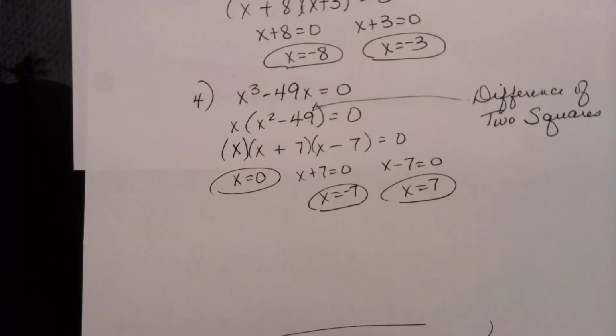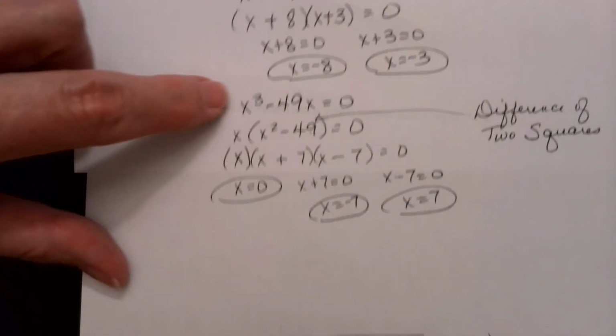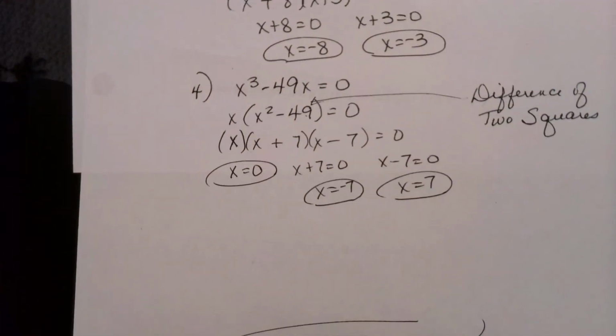I want you to notice, when the highest term was a square, we got 2 answers. When it was a cube, we got 3 answers. Okay? So you work on number 5 for a minute. Pause the video.